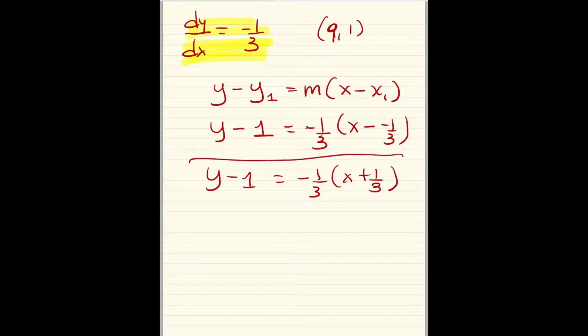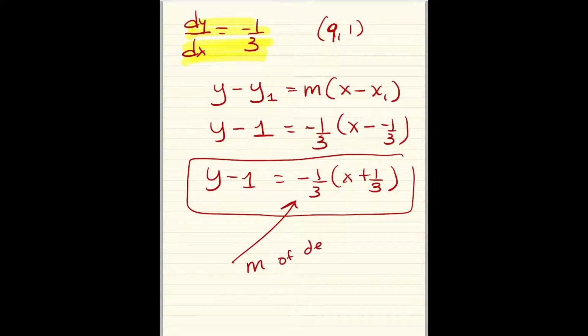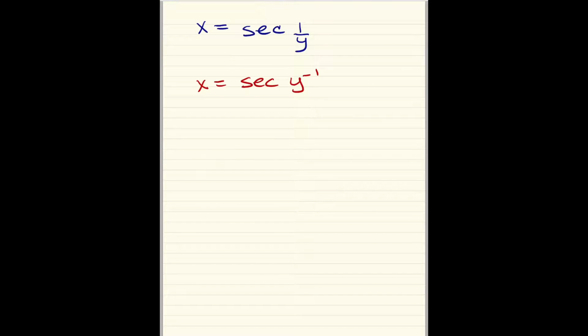I'm going to leave it like this. A lot of multiple choices, leave it like this. You guys can figure it out for yourself, depending on what the multiple choice is. Okay, so that's how we do that. This is the equation of the line tangent. Tangent just means I need the slope of the derivative. Okay, let's try one more problem for this video.